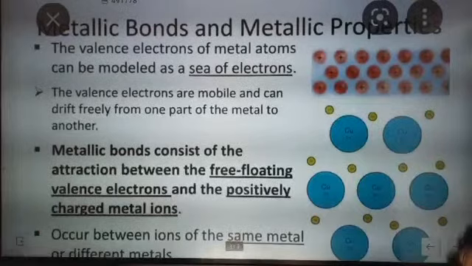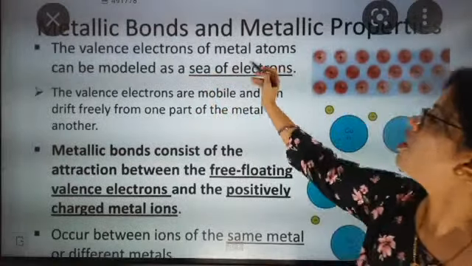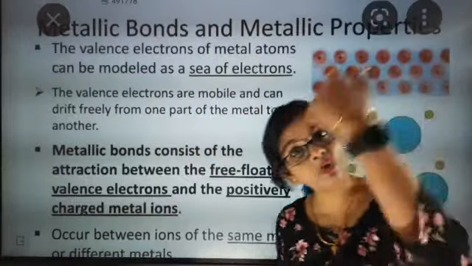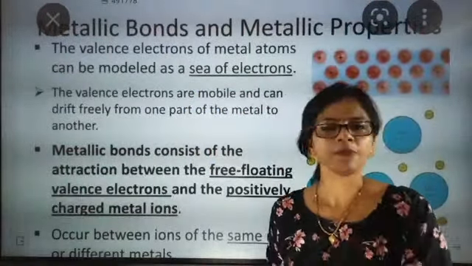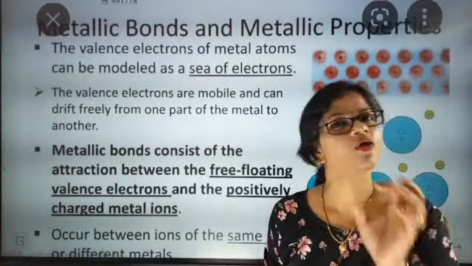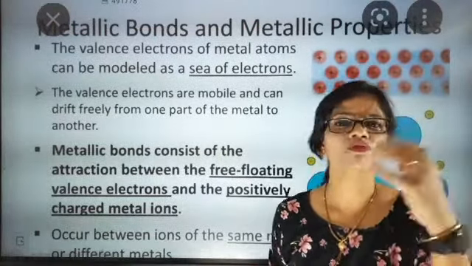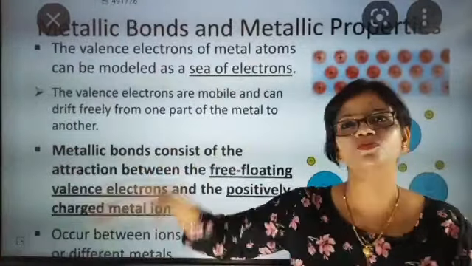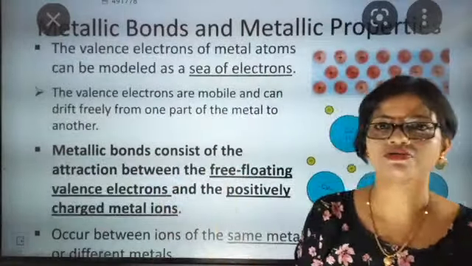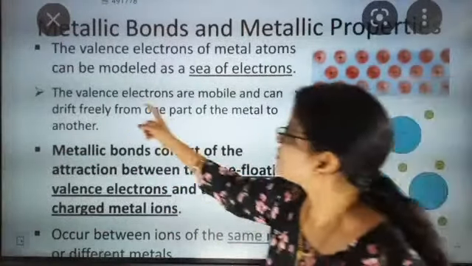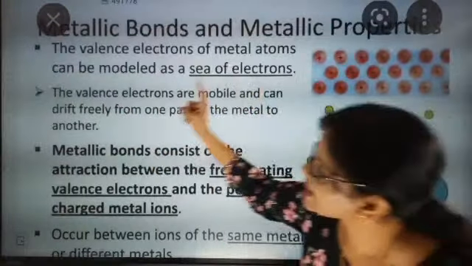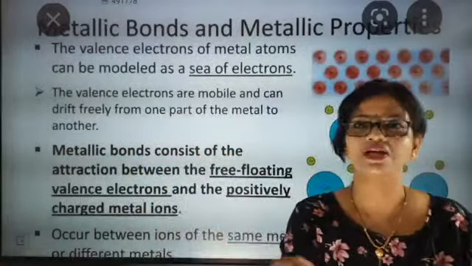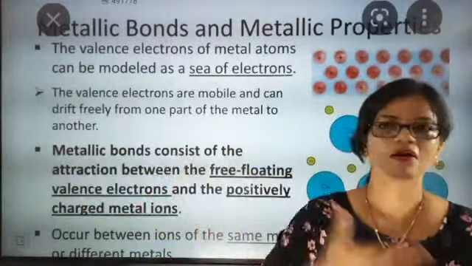Now how is it happening? The valence electrons of a metal atom can be modeled as a sea of electrons. The outermost electrons present in copper are called valence electrons, and they form free electrons. Copper's outermost orbit electrons are free electrons. Now what are the free electrons doing? The valence electrons are mobile and can drift freely from one part of the metal to another. So these electrons are free, and they can move in the metal very easily.